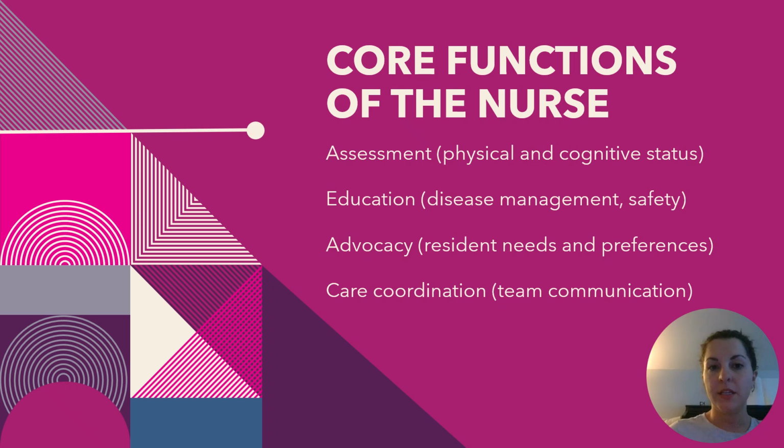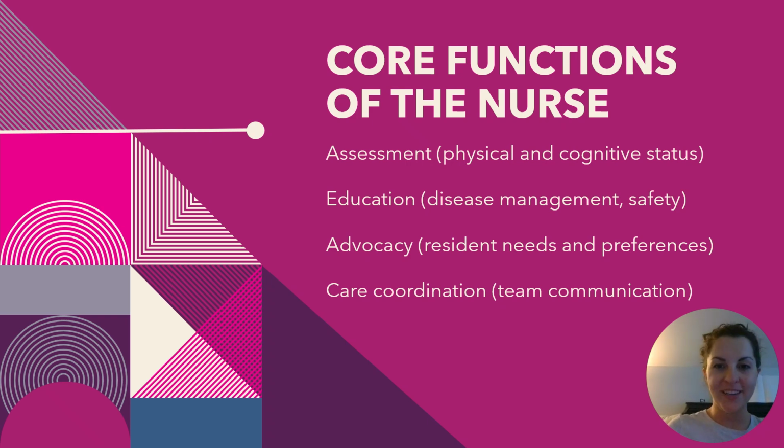Core nursing functions in assisted living include assessment, education, advocacy, and care coordination. Assessment involves monitoring both physical and cognitive status. Education focuses on disease management, safety, and healthy behaviors. Advocacy ensures that residents' needs and preferences are respected. That's a huge one, and I've seen a lot of needs and preferences not respected in nursing homes, and I always advocate, I always step in when I see that.